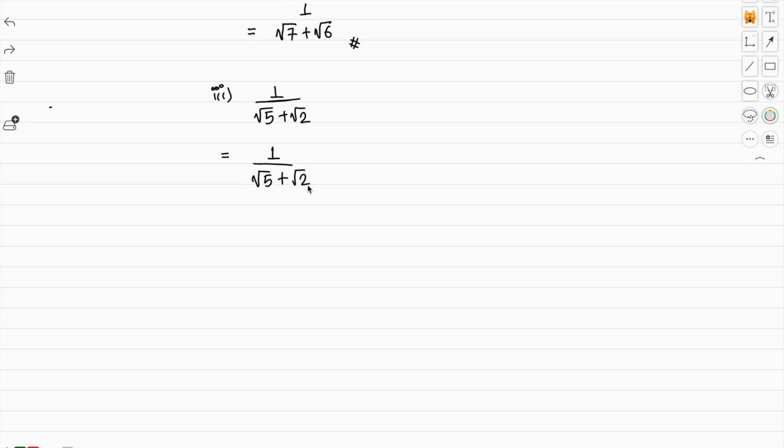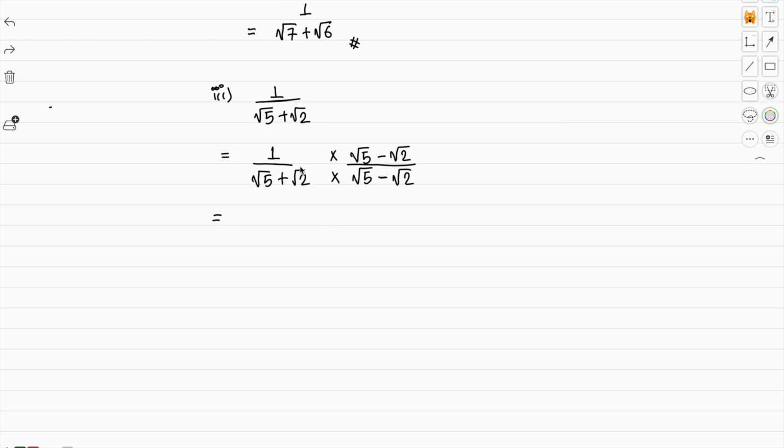So we have a plus b. Now we need a minus b to make it a square minus b square. So we are going to multiply this with root 5 minus root 2. Okay, so we have minus over here. Similarly, you also have to multiply the numerator. So again, we have root 5 minus root 2 over our numerator.